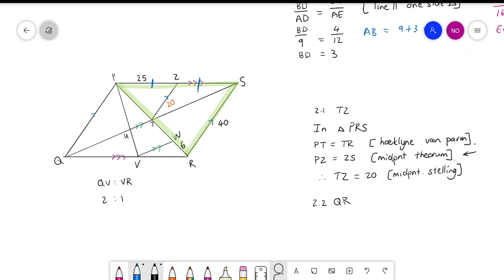Okay, so ek gaan dit gebruik want as ek die sy PS het, if I have this whole side PS, then I have this side as well, because remember the opposite sides of a parallelogram are equal to one another.